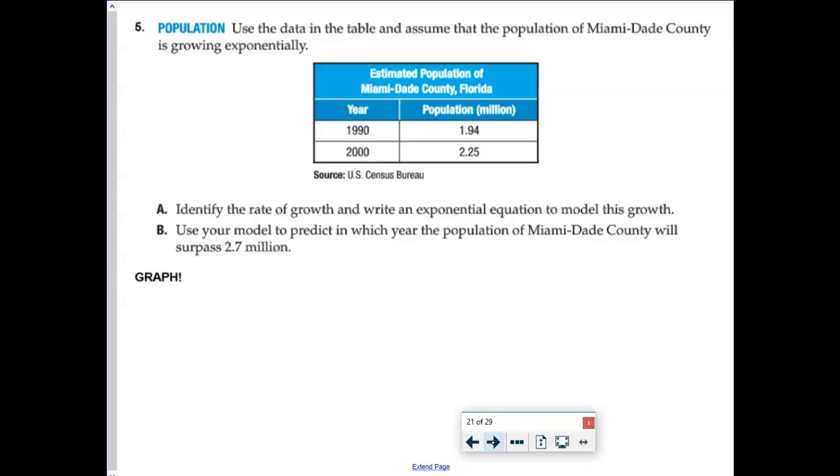So I have to identify the rate of growth. The problem is I don't have a year-to-year piece of data. So it's not as simple as, oh, just take the original and divide by the new one, and boom, there you go, rate of growth. Not quite. Here's what's happening. We're going to pretend like time starts in 1990. Which means if I use this formula, my initial amount, if you want to call it that, is 1.94 million.